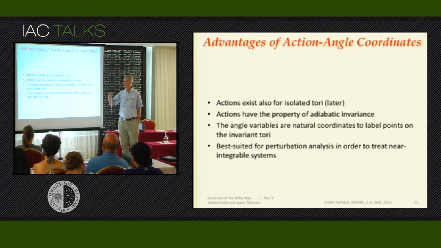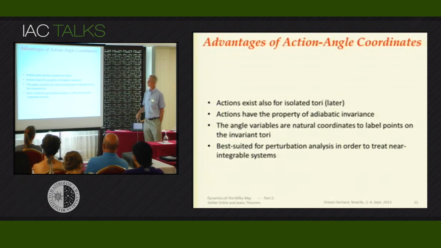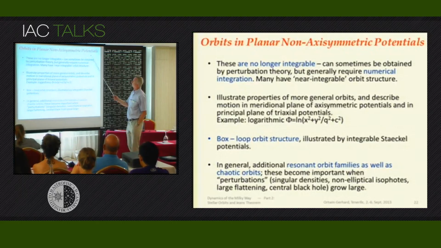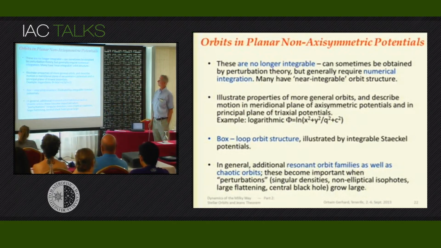Secondly, actions like angular momenta have the property of adiabatic invariance. That means if I slowly deform my potential, their values remain approximately constant. The angle variables are a natural way to label where the orbit is on the torus. And if you want to do perturbation theory of orbits with, let's say, potential perturbations, then the best way to do it is in action angle variables.